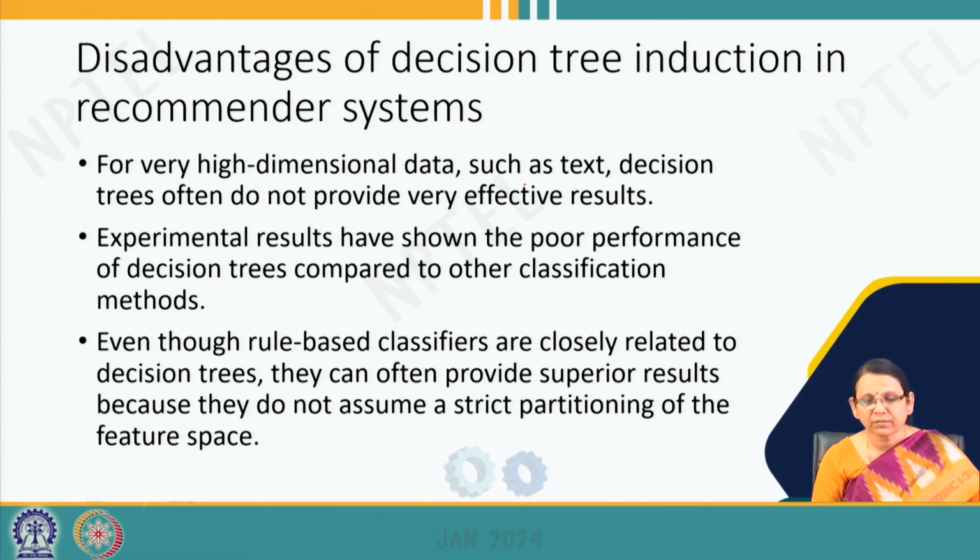It has been observed that even rule based classifiers can provide superior results because they do not assume strict partition of the feature space. What do we mean by strict partition? You saw that we started with the entire data set and at each side of the tree, the data set was distributed. So, we have to follow only one path. If any observation comes which does not follow any of these paths, it is discarded straight away. Such things can be avoided if we go for a rule based approach.